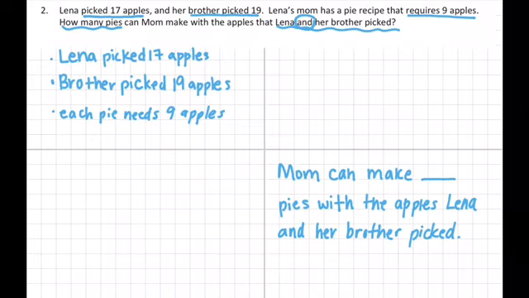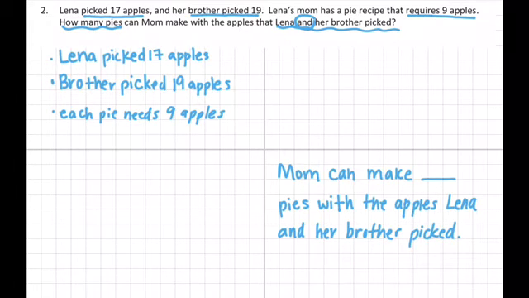But before I can do that, I have to figure out, well, how many apples did they pick all together? And that's why I said, remember, I'm going to circle this "and" because that's a guiding question. Lena and her brother picked. Because Mom can make a certain amount of pies with how many Lena picked and how many her brother picked. But they want to know how many she can make with how many they both picked. So my first step, because remember I said this was a 2-step word problem, is to draw. So first I have to figure out how many apples they picked all together.